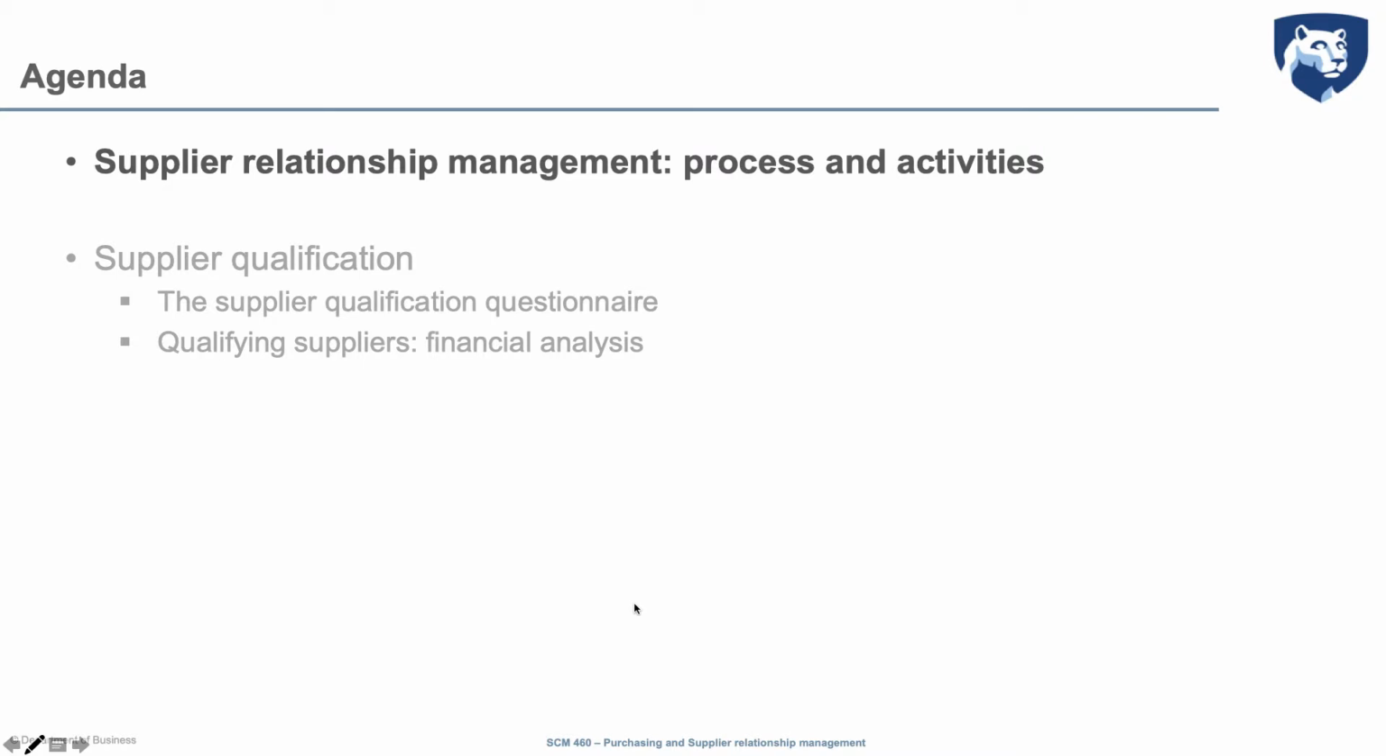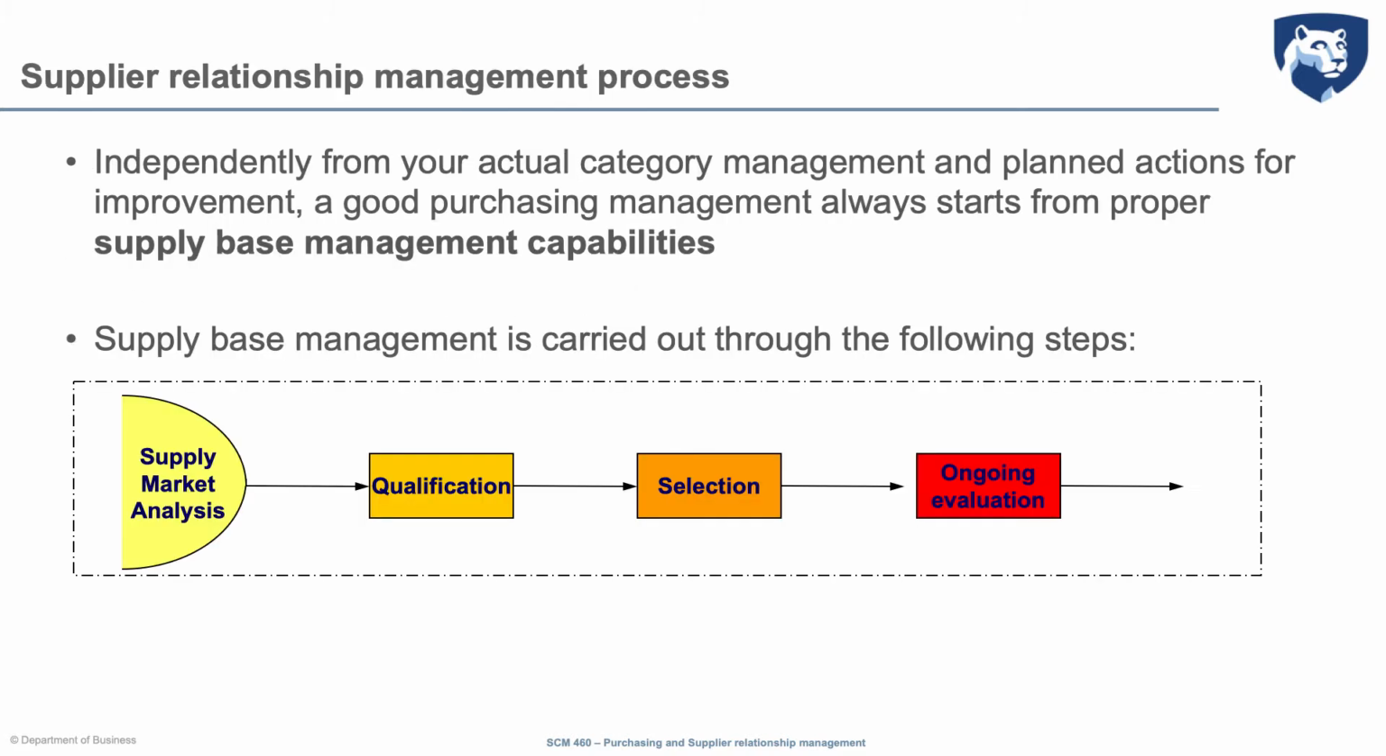This is done through a process which is called supply base management or supplier relationship management, which I will analyze in this module, and in particular the first topic we will see is supplier qualification. So, in order to create a supply base for a specific category, you need to be able to assess the supply base capability in order to identify the most suitable suppliers to be activated to satisfy your need. In particular, the first step of supplier relationship management is supply market analysis.